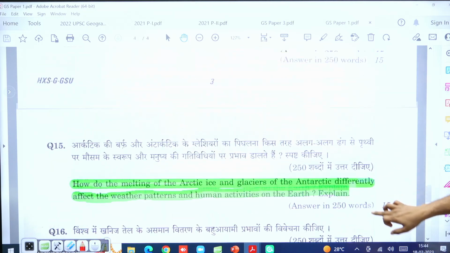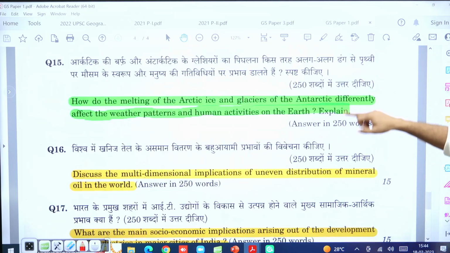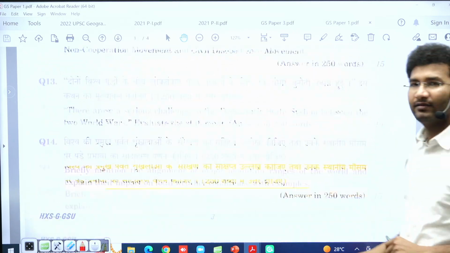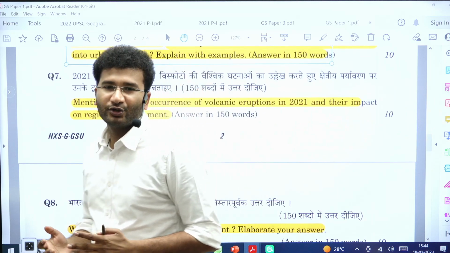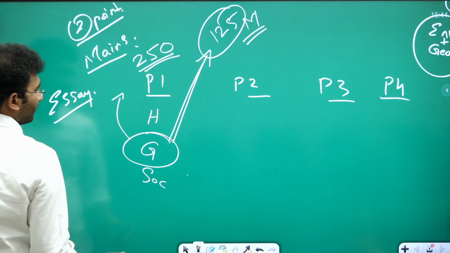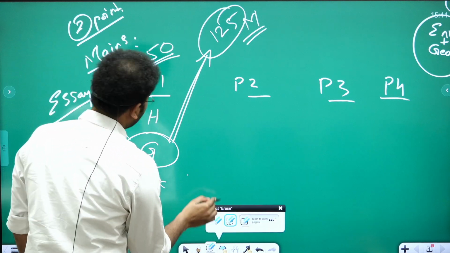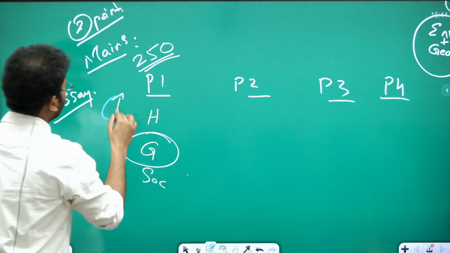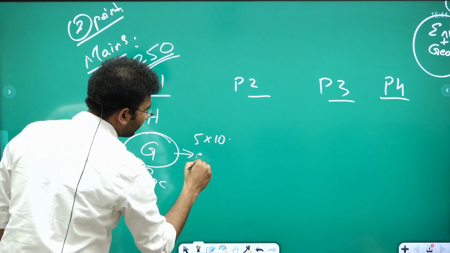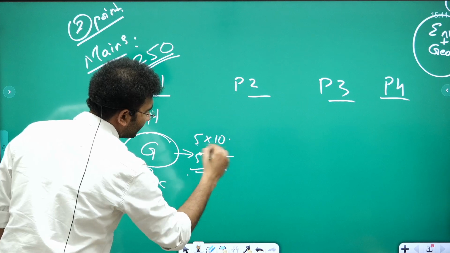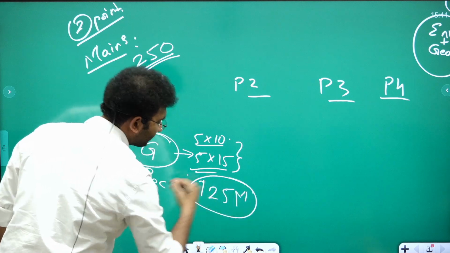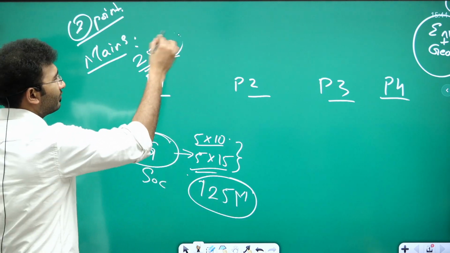Geography question. So look into the number of 15 marker questions: 1, 2, 3, 4, 5. 5 into 15, how much? So you calculate and tell me. Collectively, in paper 1, on an average, from geography, 5 into 10 marker questions and 5 into 15 marker questions together account for 125 marks. Now, what is the total number of marks in paper 1?